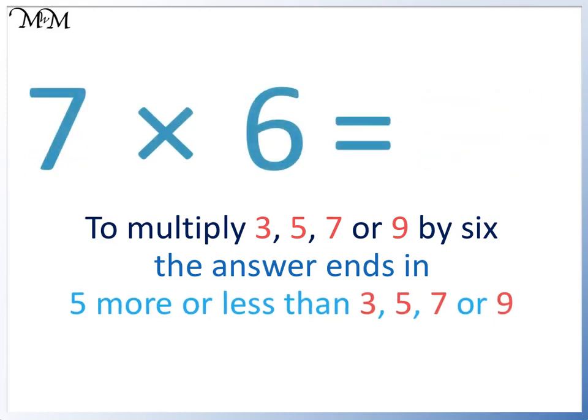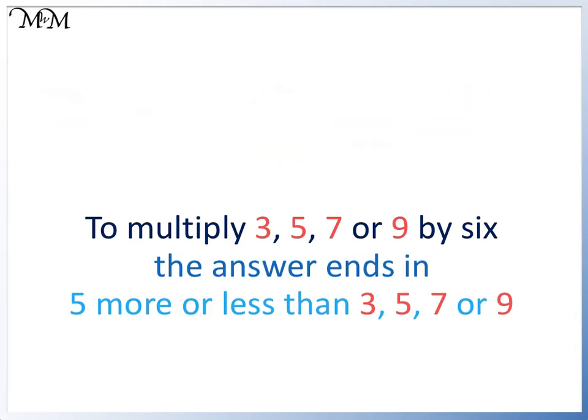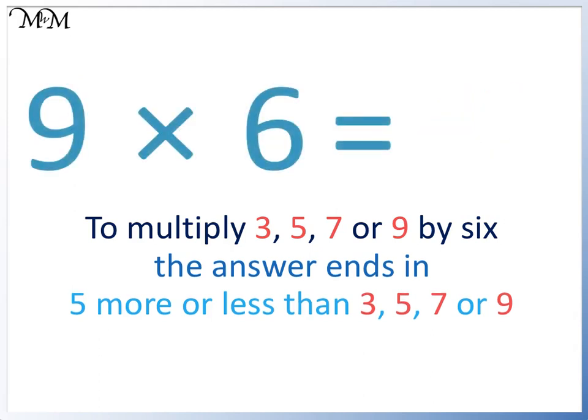Here is 7 times 6. The answer ends in 5 less than 7, which is 2. 7 times 6 equals 42. Here is 9 times 6. The answer ends in 5 less than 9, which is 4. 9 times 6 equals 54. Digits in the 9 times table add to 9. 5 plus 4 equals 9.